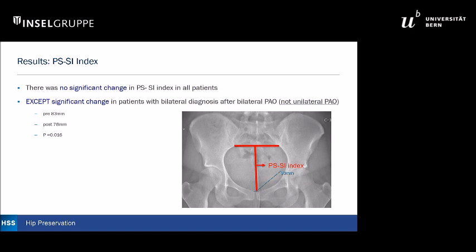We found no change for the whole group with the PSSI index in all patients, except a change in those that had had bilateral PAOs with bilateral dysplasia. So if they had bilateral dysplasia and only one PAO, the pelvis stayed in its position, but after the second PAO, the correction, there was less inlet view, so they splinted less and they tended to change their pelvic tilt slightly, and this was consistent with the study done by Ira.